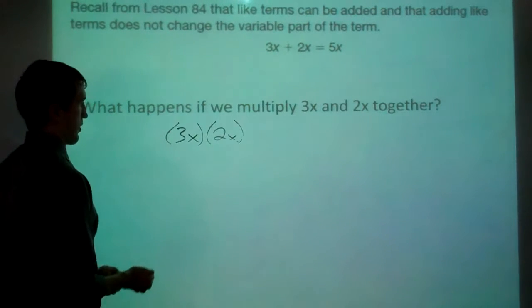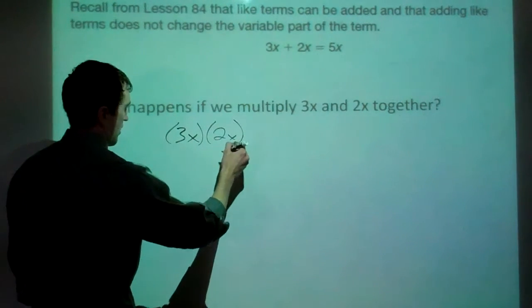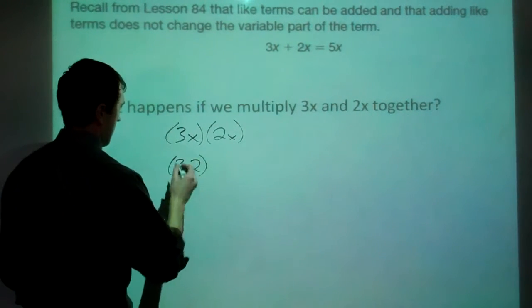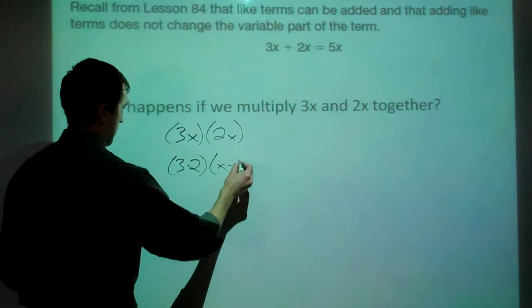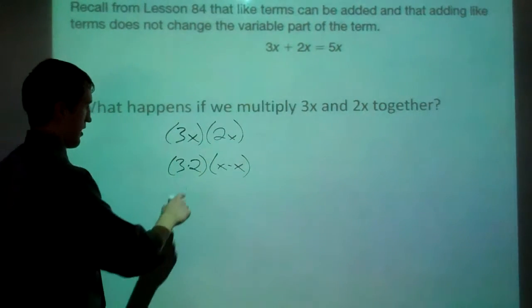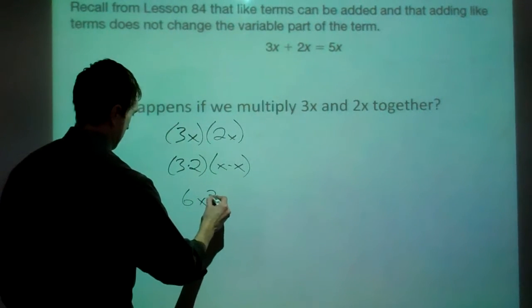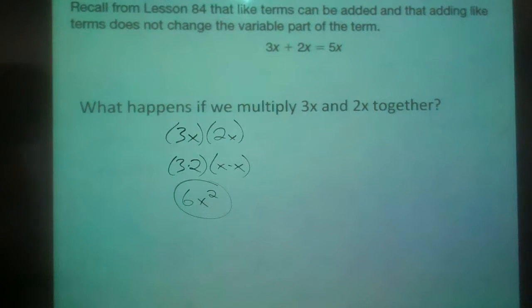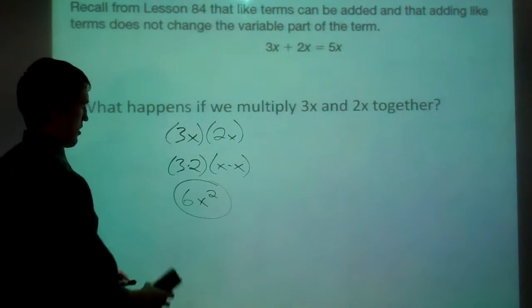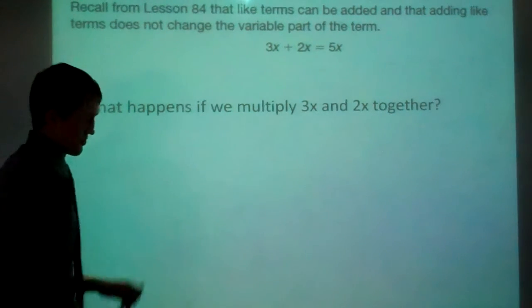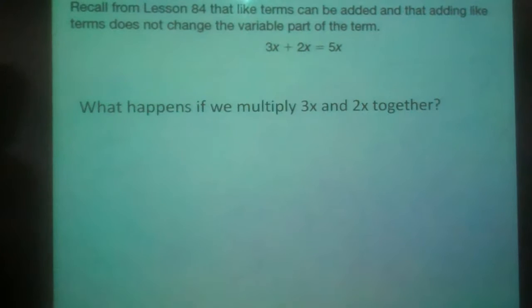So I'm going to reorder this to make it easier. 3 times 2, we know what that is, so let's do that first. And then we'll multiply x times x, just rearranging things. 3 times 2 is 6, and x times x is x to the 2nd. And there's your answer. So there's the difference between adding 3x and 2x and multiplying 3x and 2x. Notice how the variable changes when we multiply, but not when we add. Alright? So that's the main idea here. That's a very simple example.